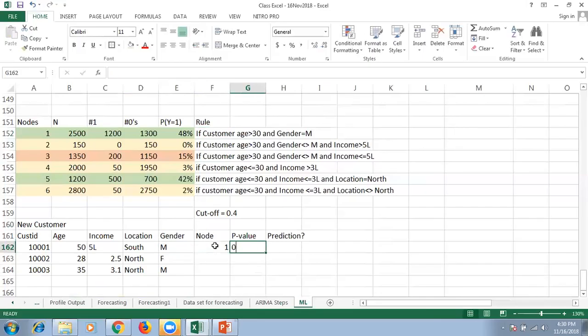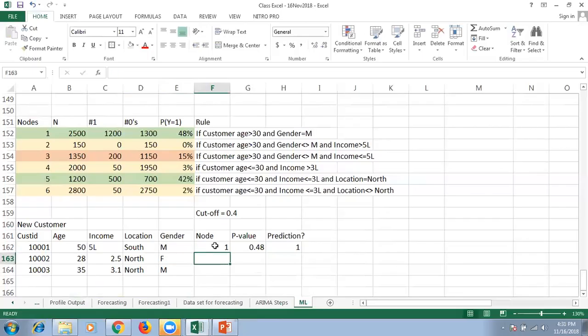Node 1. What is the P value? 0.48. And what is the prediction? Very bad customer. Poor old man. So do you understand how you are predicting it?